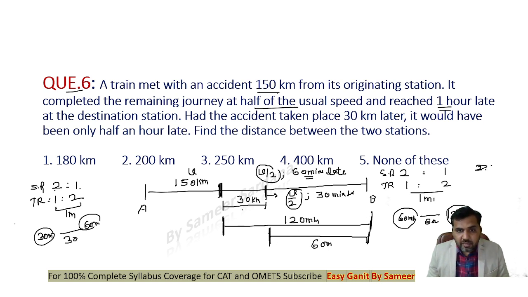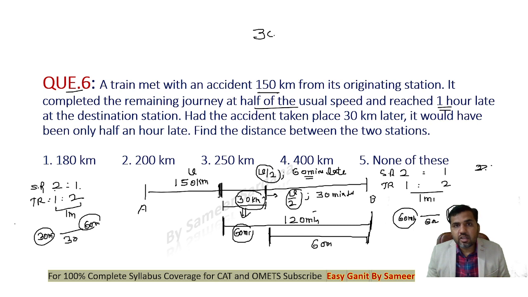So can I say this 30-kilometer distance is traveled in 60 minutes at unusual speed. So guys, if 30-kilometer distance is traveled in 60 minutes, can I say that in 120 minutes the total distance traveled will be how much at unusual speed? At half of the speed.